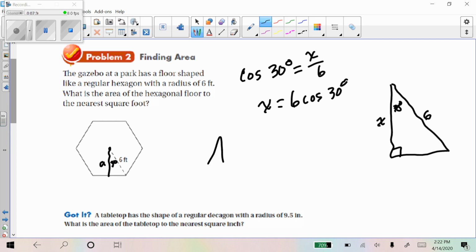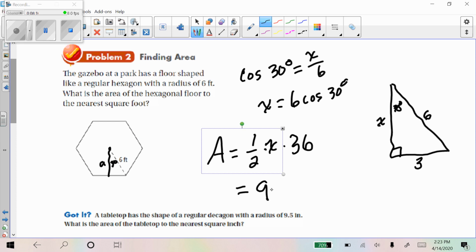Now I'm going to do for the area 1/2 the apothem, which is x, times the perimeter, which is, we need to find one more side for that, don't we? Since this is a 30, 60, 90, I know that this would be 3 here, that those are all equilateral triangles in that hexagon. So this is 3, so the perimeter would be 6 times 6, which is 36. Multiplying them out and rounding to the nearest square foot, I get about 94 square feet.